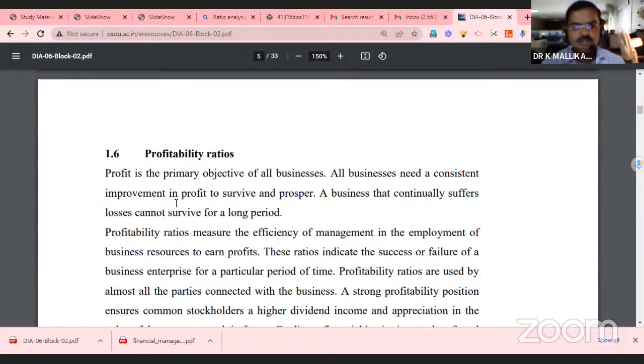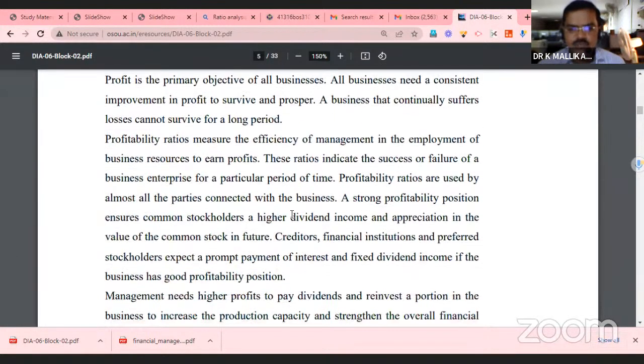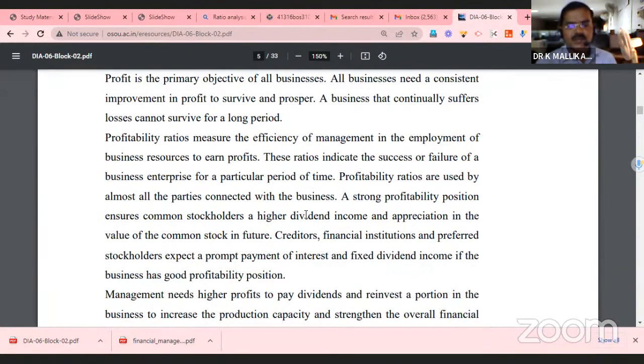Every firm wants to know the company's profitability. Right? Profit is one of the tools or yardsticks to measure company performance. If the company's profits are good, we say the company's performance is efficient, right? And the employee performance is also good. So these ratios indicate the success or failure of a business enterprise in a particular period.